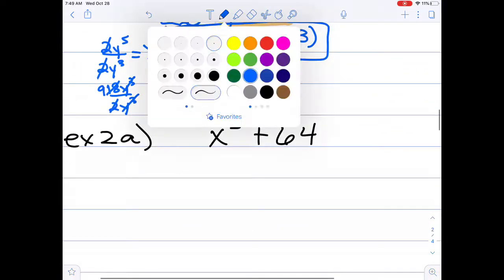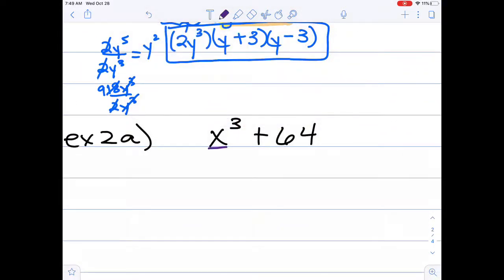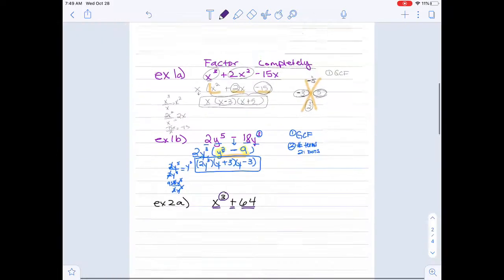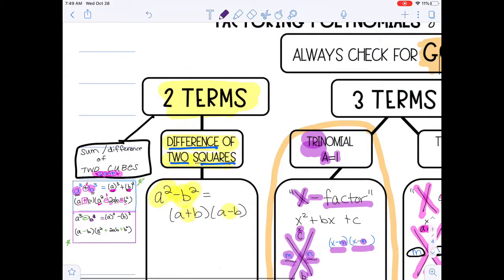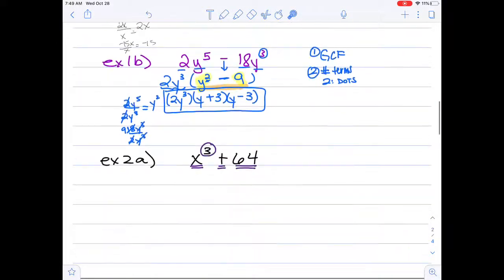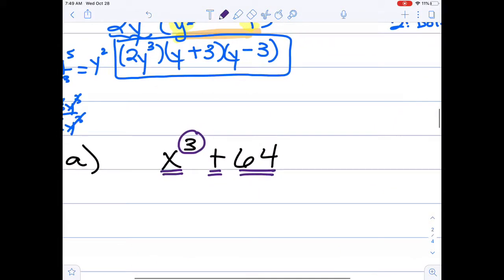All right, let's look at this one. We've got x cubed plus 64. Now, again, this is 2 terms. This is a cube. I know that the only possibility if it's 2 terms could either be difference of 2 squares, which it isn't a square for sure, or it could be a sum or difference of 2 cubes. So here's how we would figure this out. Oh, by the way, did we check to see if it was a GCF?